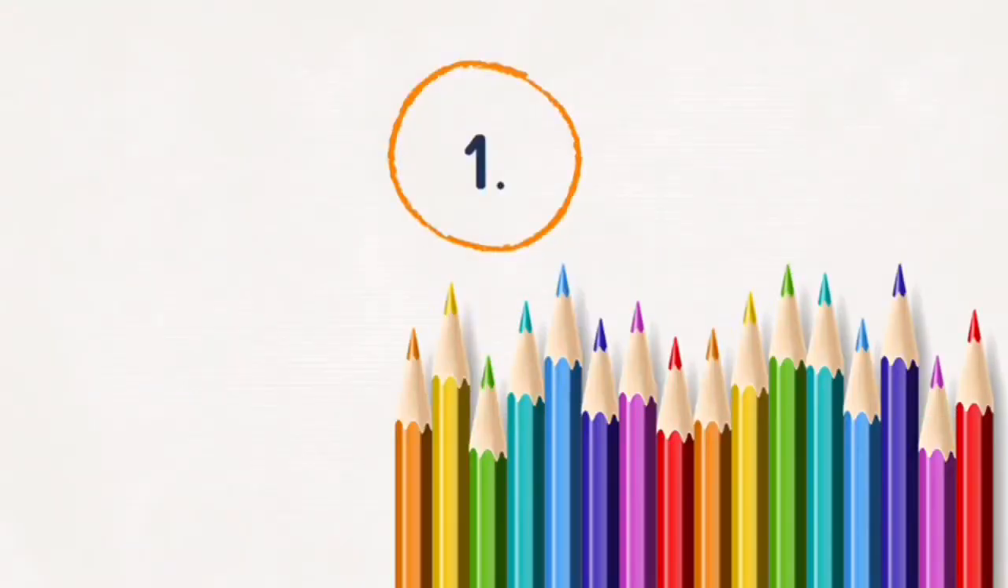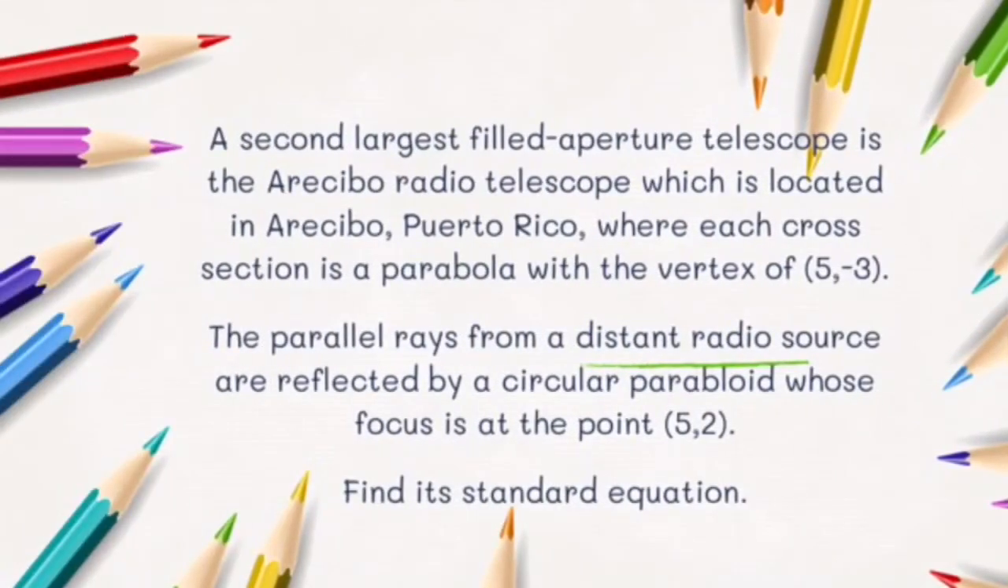For example, number 1, the second largest single-aperture telescope is the Arecibo Radio Telescope, which is located in Arecibo, Puerto Rico, where each cross-section is a parabola with a vertex of (5, -3). The parallel rays from a distant radio source are reflected by a circular paraboloid whose focus is at point (5, 2). Find its standard equation.